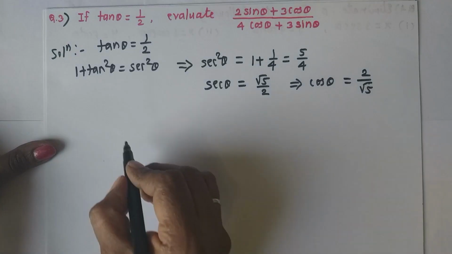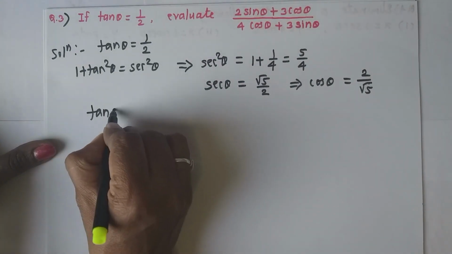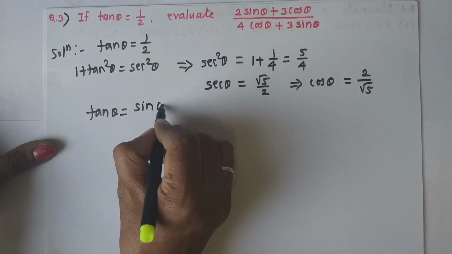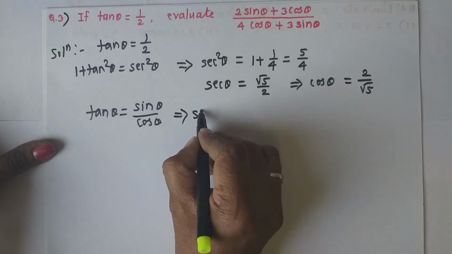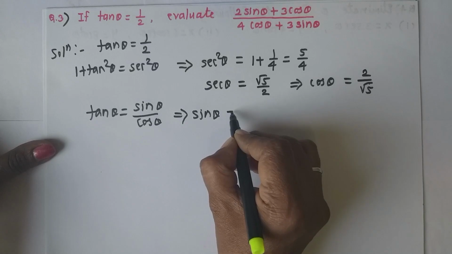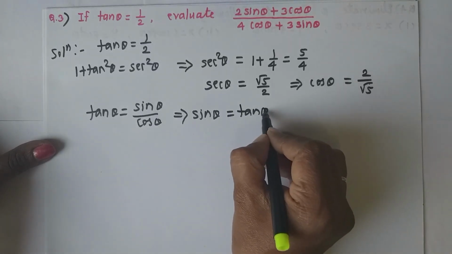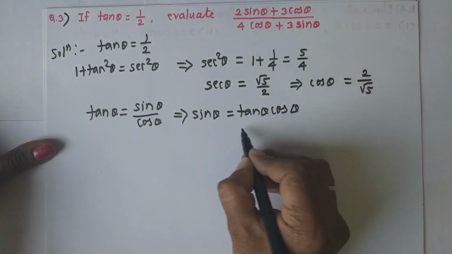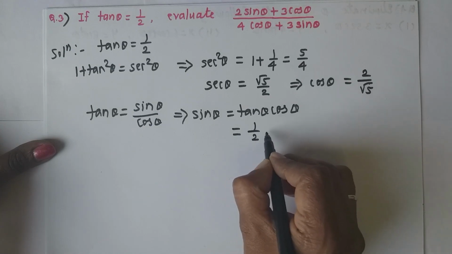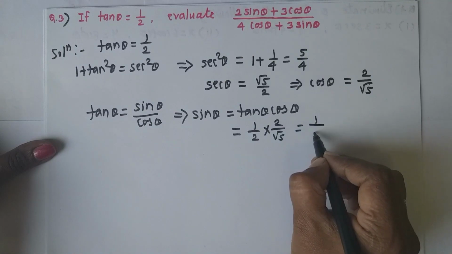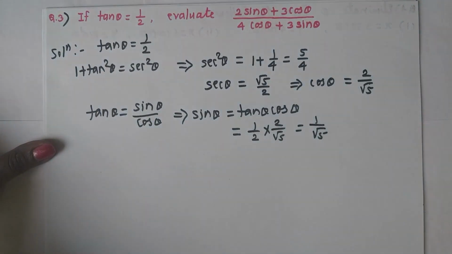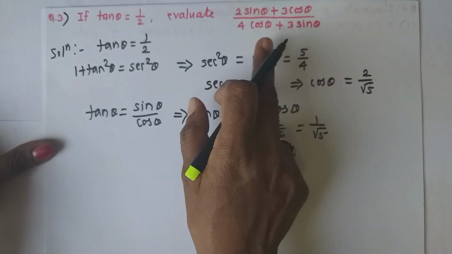Now use the property that tan theta means sin theta divided by cos theta. Using this property, I will find out value of sin theta. Sin theta will be tan theta into cos theta. Now keep the value of tan theta half. Cos theta is 2 by root 5, and in this way I will get value of sin theta 1 upon root 5.